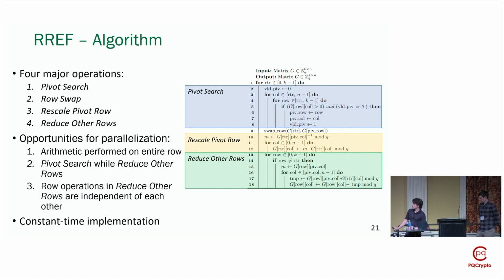But there are some opportunities that we can take for parallelization to optimize this algorithm. One thing that we noticed is that when we perform arithmetic, it's typically one scalar multiplied by an entire row, or element-wise subtraction between 2 rows. Another thing is that we can perform the pivot search at the same time as the reduce other rows. That way we don't have to search and then do things and then search again. We also found that for the reduce other rows step, all of the reductions are independent of each other, so you can do them in any order that you need, or do multiple of them at the same time. And then of course we have a necessity for a constant time implementation.